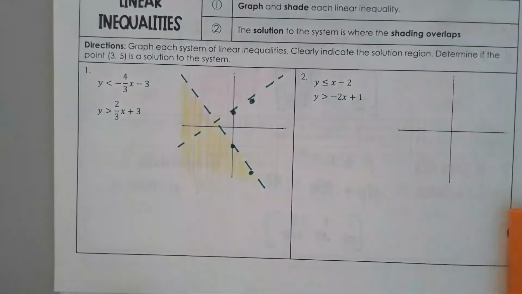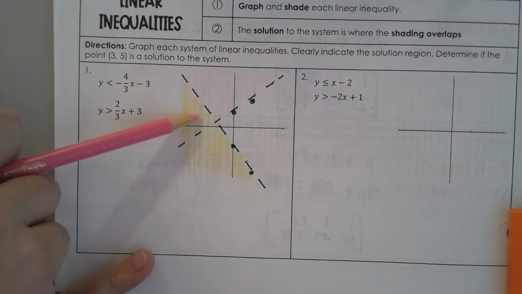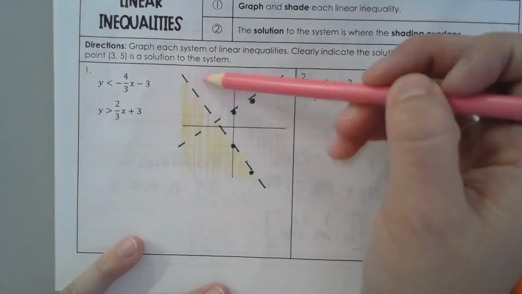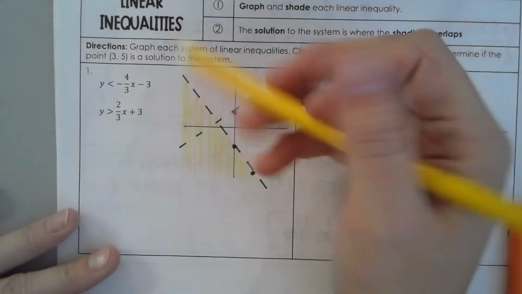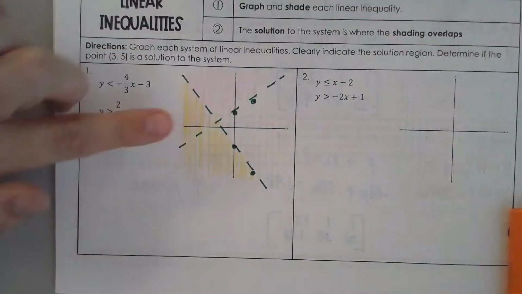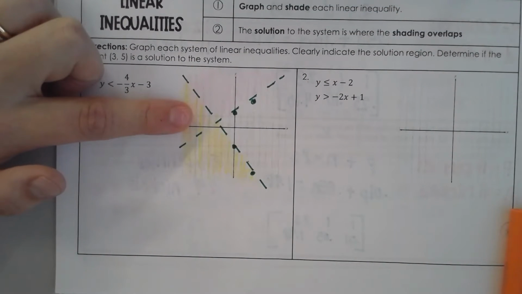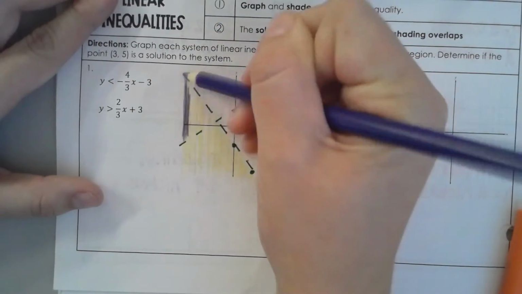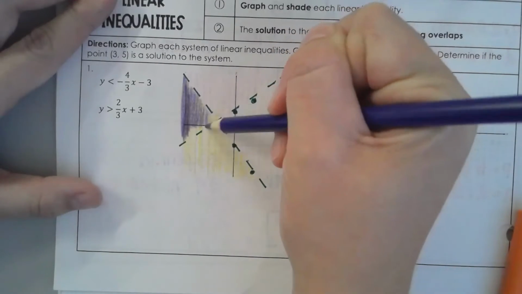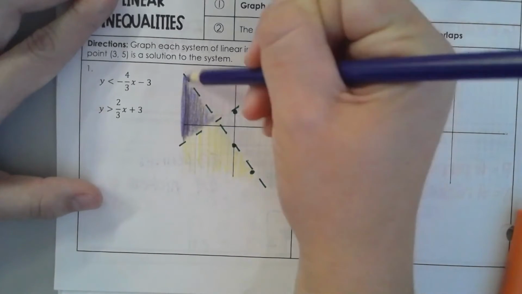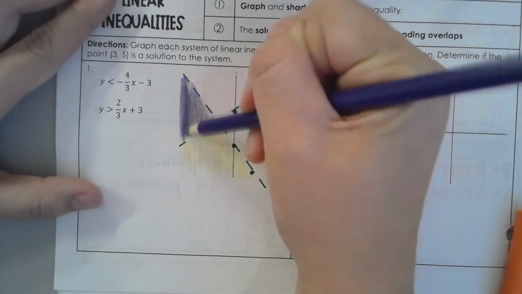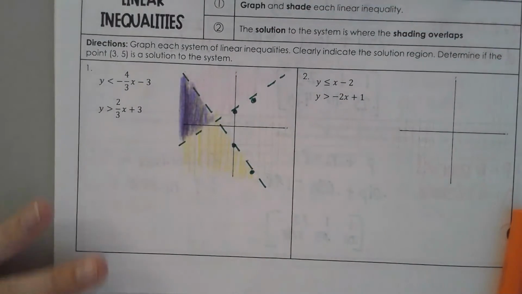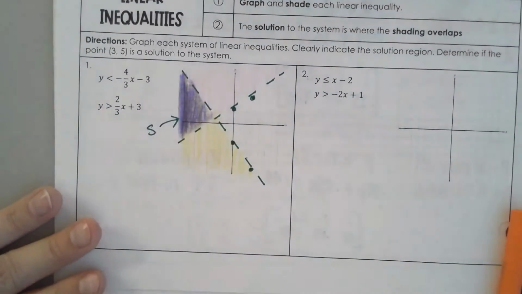And so there should be a section where your colors overlapped, right? This section right here, this one was above my second line, but it was also below my first line. So that is your final solution, the part where it overlaps. Because these are the points, so take your darkest color and shade it in. Now, if you realize that you don't have a darker color and it's not going to be obvious which one is your solution, then just write an S and have an arrow pointing to it.